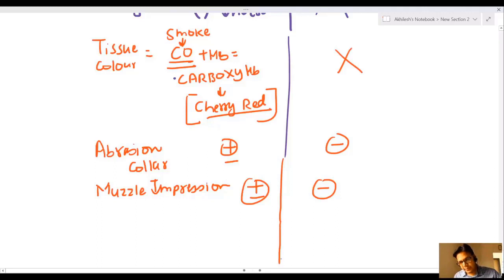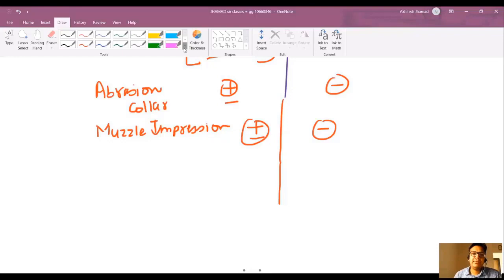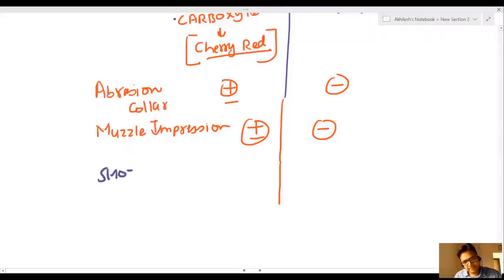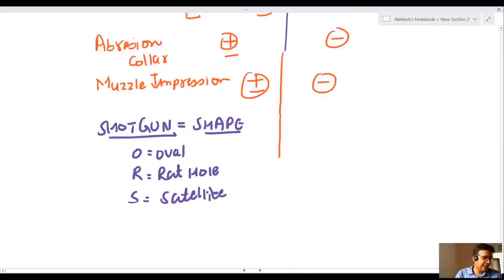Now, sir, if it is a shotgun, the entry wound has three types of shape. This is ORS. What is ORS? Oval shape, rat hole shape, and satellite shape.